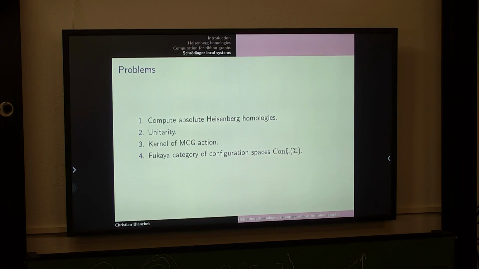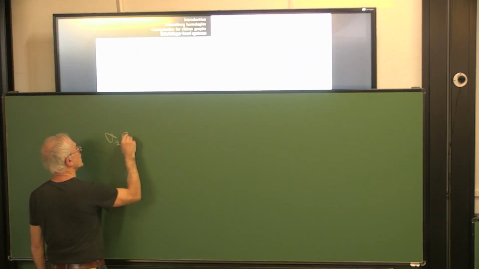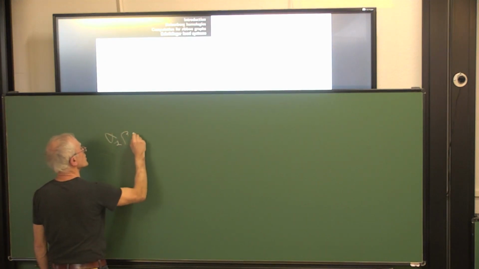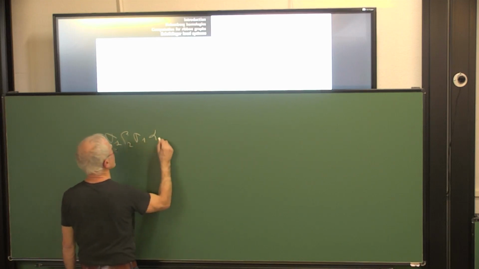Why did you choose this specific Heisenberg group and the Heisenberg homology? I showed you this last relation. It was an observation. So it was sigma 1, beta, alpha, beta, sigma 1, alpha. It was R here if you want.